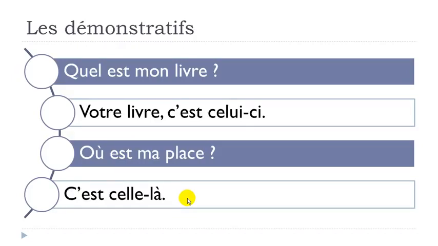Alright, so you've got to remember that we have the difference between the masculine and the feminine, singular and plural, and then we have the difference between this ci, the first option, the nearest one, and this là, the second option, so it's not the nearest one. So let's see and practice.